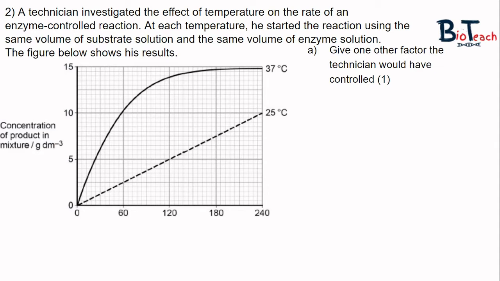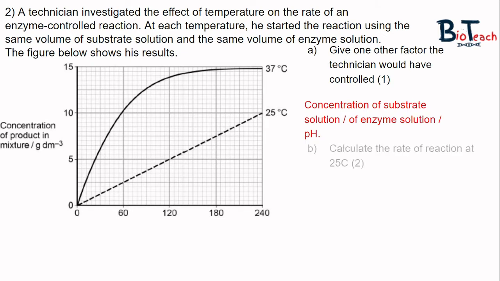You are changing that, so that's not controlled. So the factors that we would be looking at are different factors that would affect enzyme activity. So you could mention concentration of substrate solution or concentration of the enzyme, and you could mention pH as part of that as well. So that's an easy 1 mark to obtain.